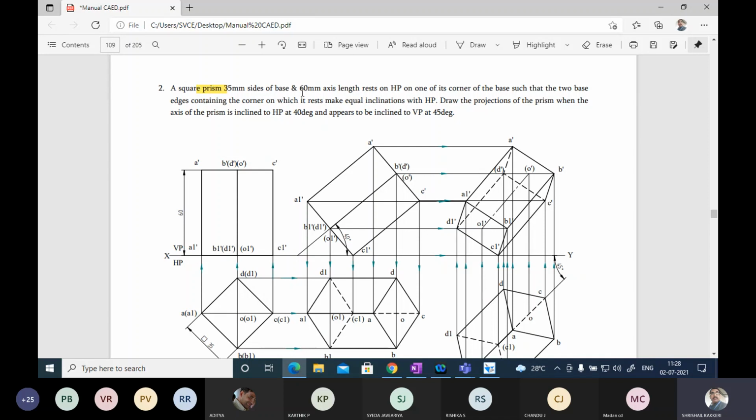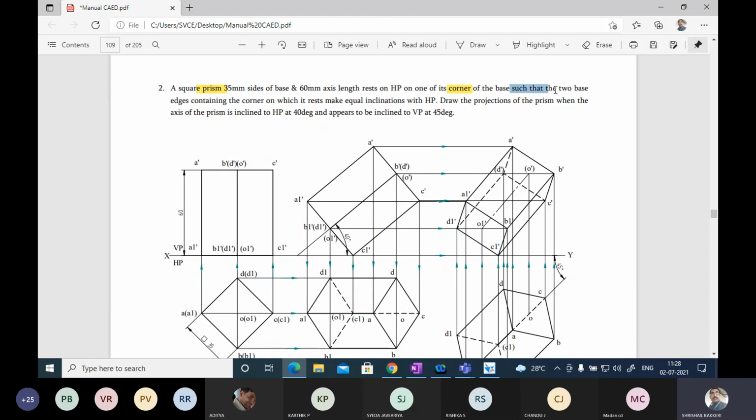As I told you, always they will be giving you the axis length, not this length. Axis length itself is the height of the prism. The prism rests on HP with one of its corners. The important points I will be highlighting. It is a prism resting on one of its corners of the base, such that the two base edges containing the corner on which it rests make equal inclination with HP.